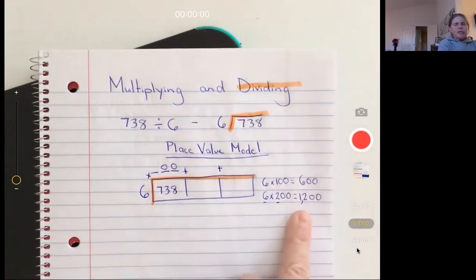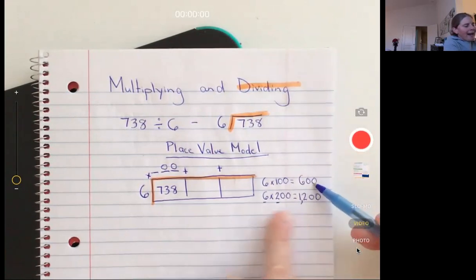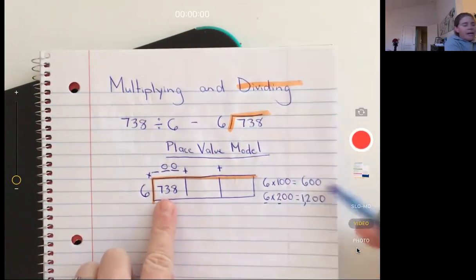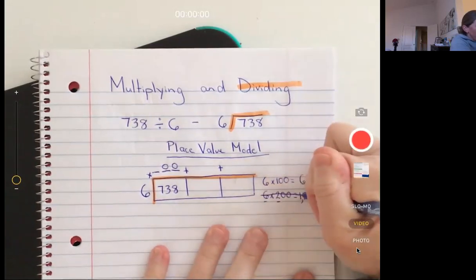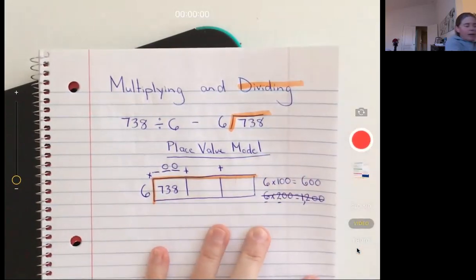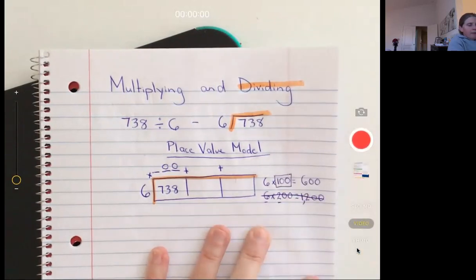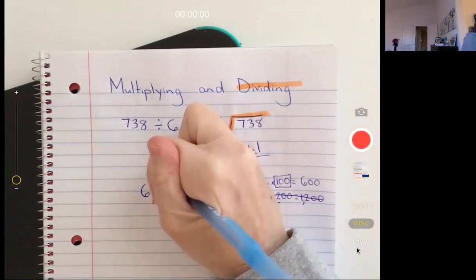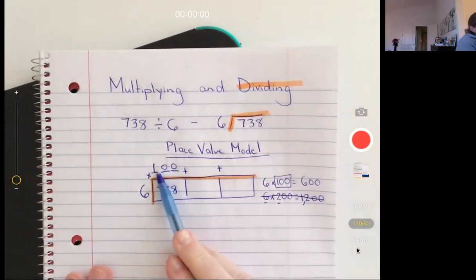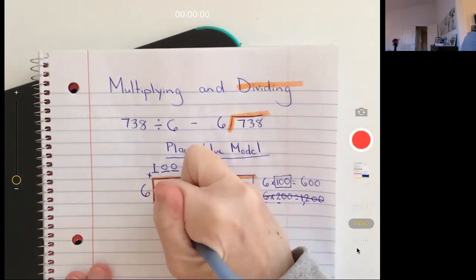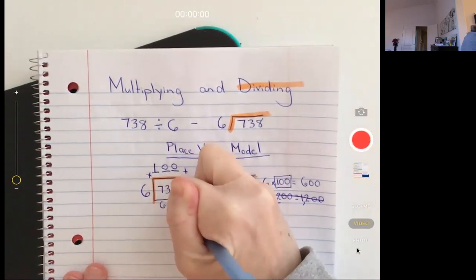1,200. Now, I'm going to stop already because I know that I can't go above. I have to try to find what's closest to 738 without going over. So I'm going to take that out. That means that 100 is going to get me closest. Now, 100 times 6 is 600. So I'm going to record it down here.